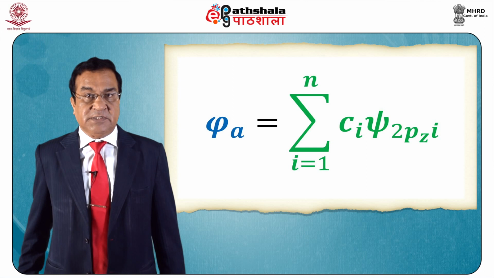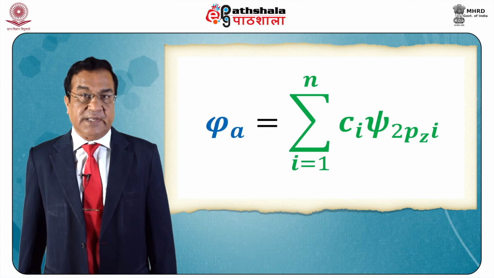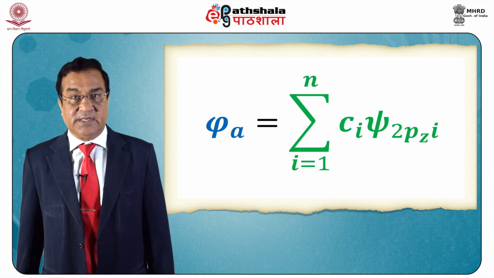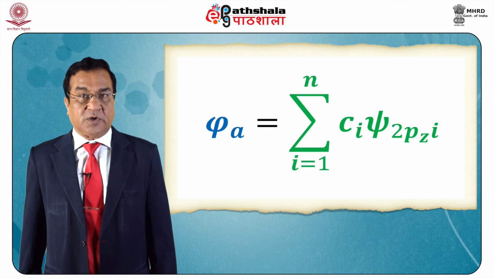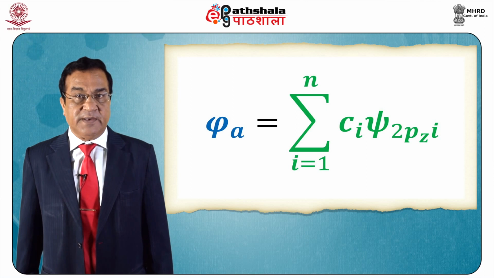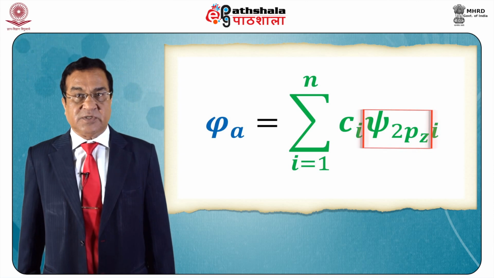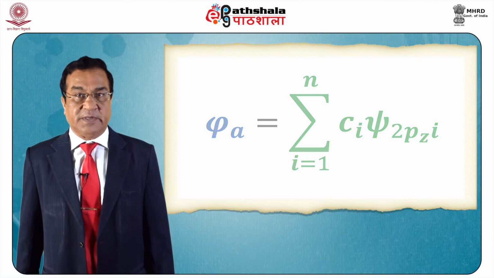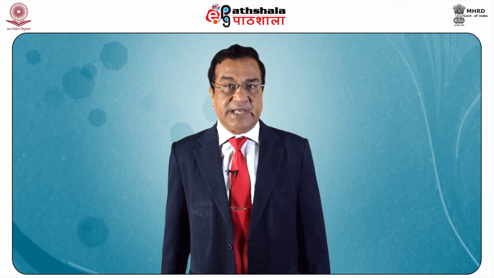Now this wave function can be written as you can see here, phi a can be written as a linear combination of psi 2pzi. These are the pi orbitals which are in the z plane. Therefore, the corresponding expression using LCAO would be phi a is equal to summation of Ci psi 2pzi, where the summation is over n sp2 hybridized carbon atoms. So that's basically the trial wave function which we use in HMO.